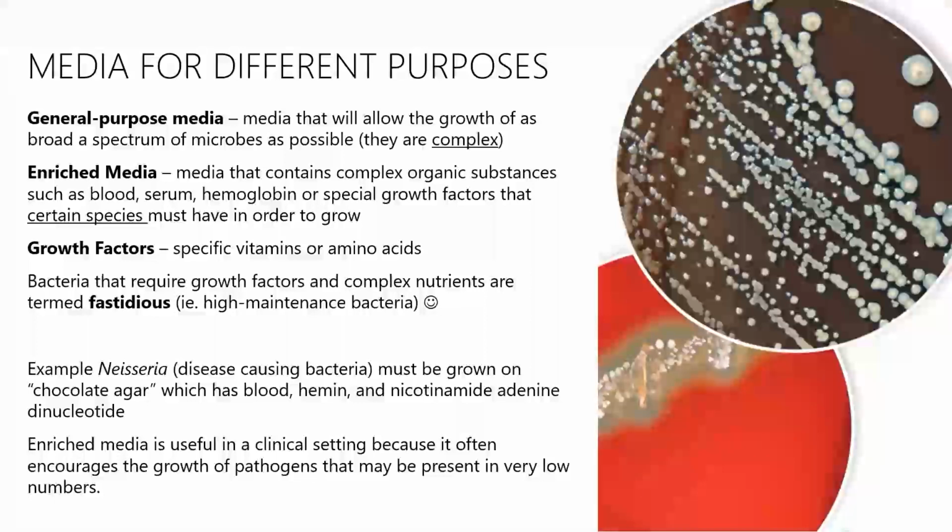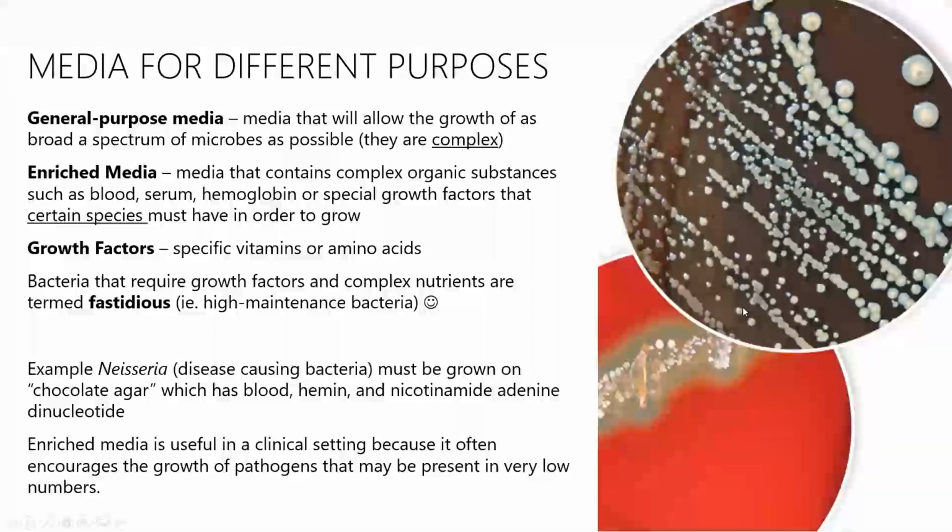Bacteria that require very specific growth factors like different vitamins or specific complex nutrients like blood or milk are known as fastidious, basically high maintenance bacteria that we have to work really hard to get them to grow, to culture them, to figure out what they are. One example of this is Neisseria gonorrhoeae, which as the name suggests is the bacteria that causes gonorrhea. And to grow this, it has to be grown on a chocolate agar shown up here.